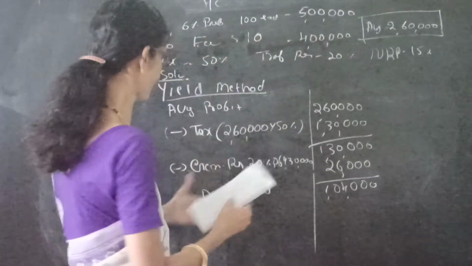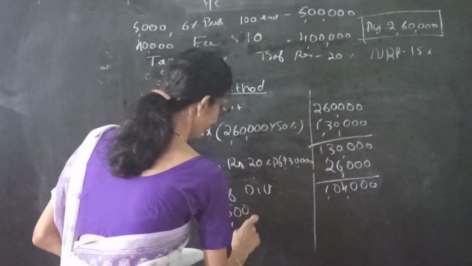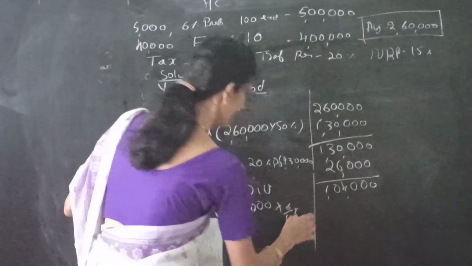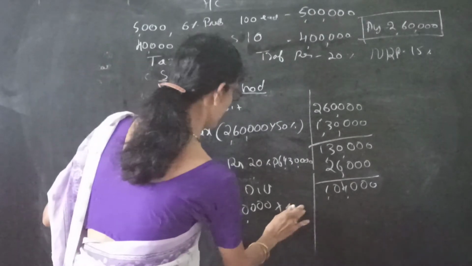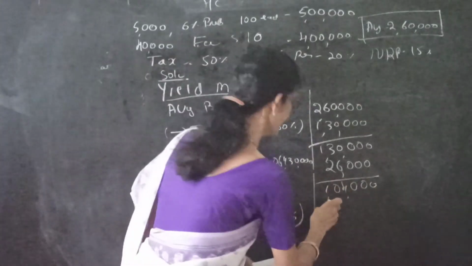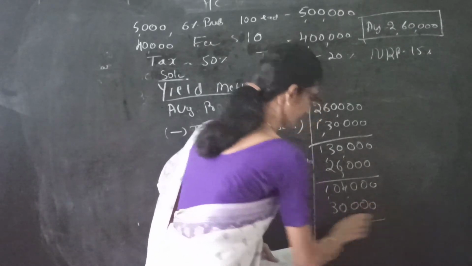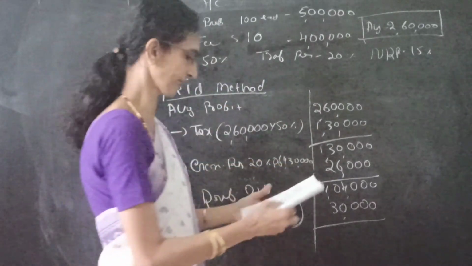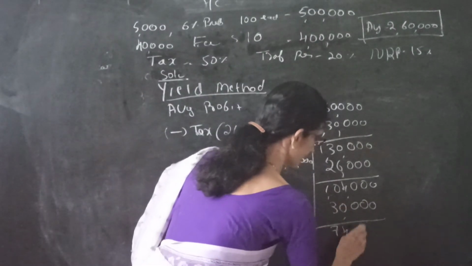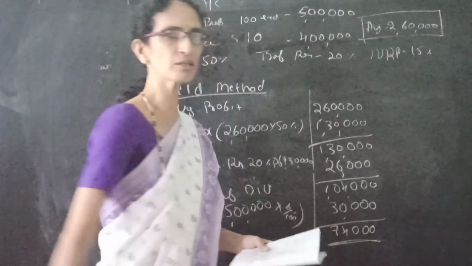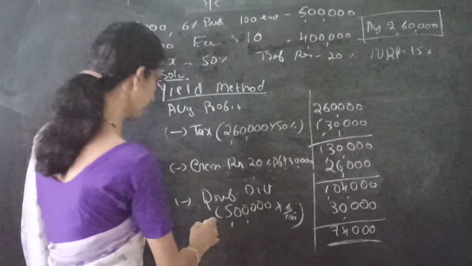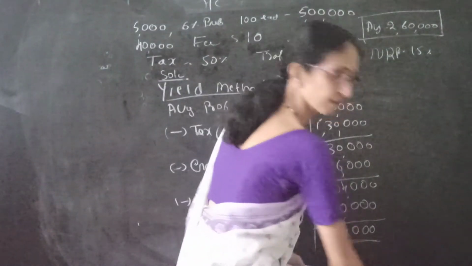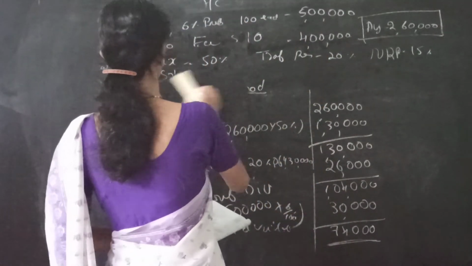So amount is 5 lakh. Within bracket 5 lakh into percentage is 6%, 6/100. So we get 30,000. So amount 5 lakh, percentage dividend is 6%. So we get 30,000. So 74,000 is the profit available to shareholders. Then we have to find out the value of shares.